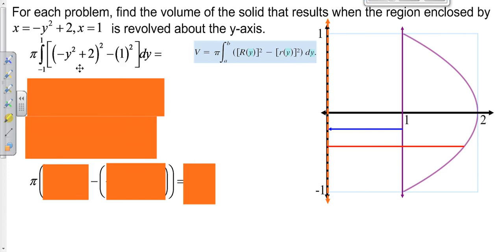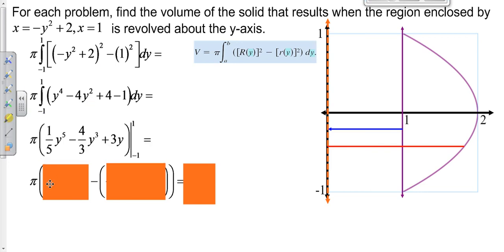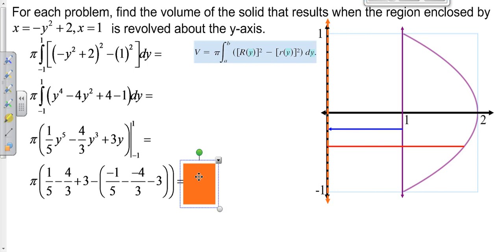All we have to do is go ahead and FOIL this out, combine like terms and integrate. Then all we have to do is go ahead and plug in 1 minus what we get when we plug in -1, and we then end up with 56 pi over 15.